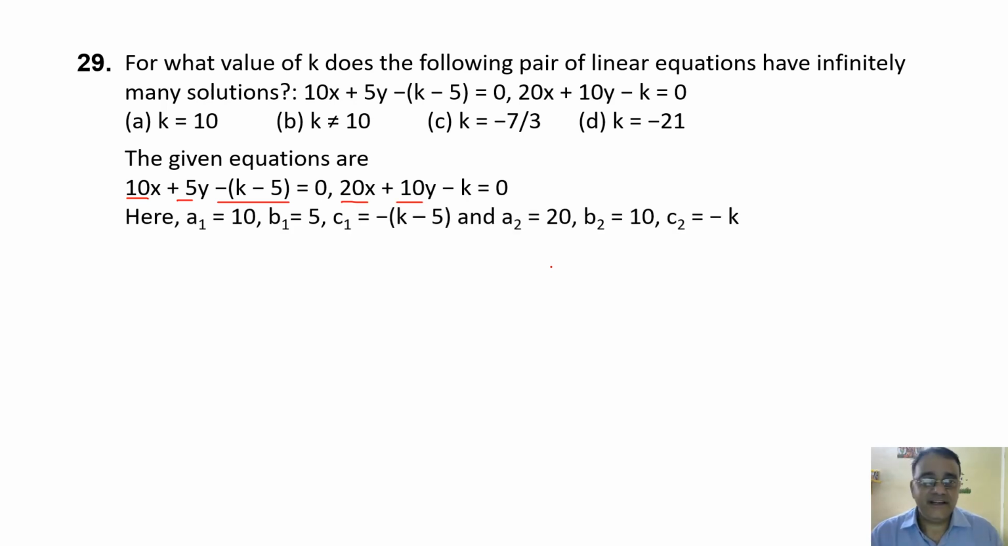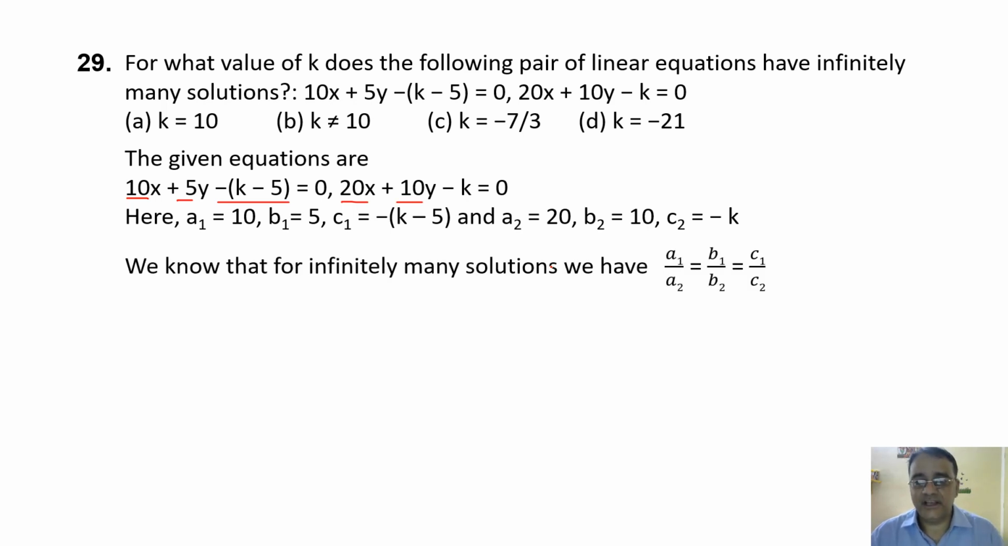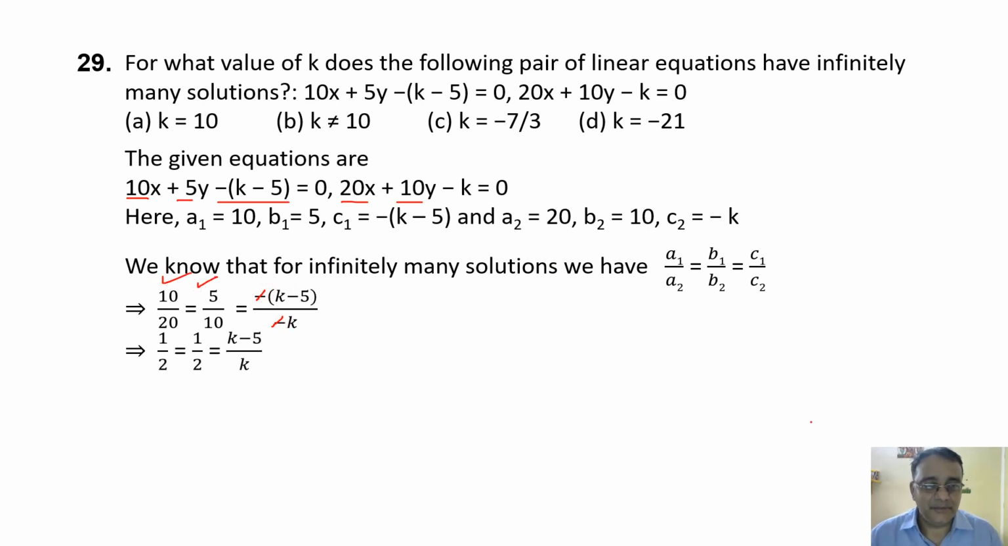And for infinitely many solutions, what is the condition? A1 upon A2 is equals to B1 upon B2 is equals to C1 upon C2. Very good. So what is A1 upon A2? For now we will write 10 upon 20, and B1 upon B2 is 5 by 10, and C1 upon C2 is minus of k minus 5 upon minus k, right? So these minuses we can cancel, and this is also 1 by 2 and this is also 1 by 2. So this will be 1 by 2 is equals to 1 by 2 is equals to k minus 5 upon k.